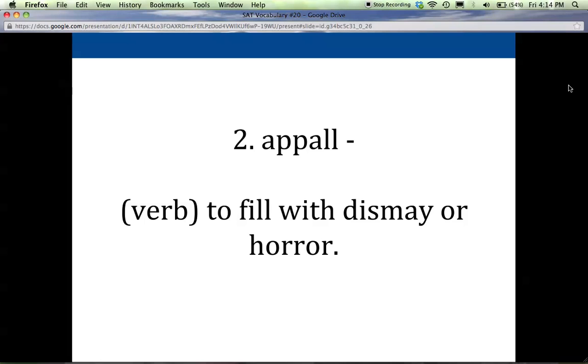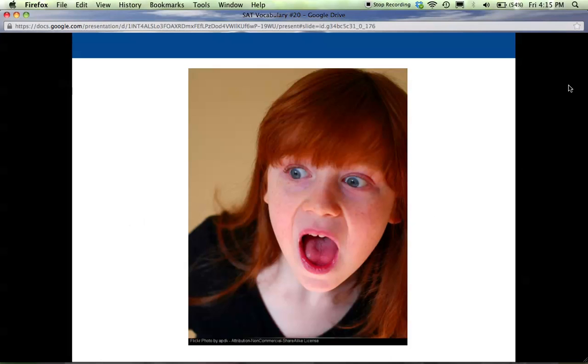2 is appall. And it's a verb, and it means to be filled with dismay, horror, almost disgust. You cannot believe something. And so it can be at varying degrees too. Some teenagers, or even younger kids, you might see your parents being affectionate with each other, and you might be appalled, like, Mom, Dad, stop, what are you doing? You're horrified by their behavior, particularly if you had friends around.